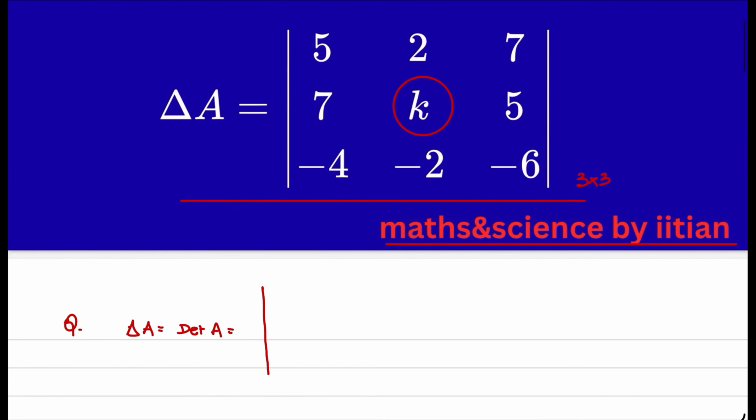Let us try to solve this problem. Looks very tough at face value, but it's not that tough as it looks. What is the question? Question is a very tricky question. Question is if delta A, that is determinant of A, is equal to the determinant of the matrix 5, 2, 7; 7, k, 5; minus 4, minus 2, minus 6, determinant of this matrix is delta A.